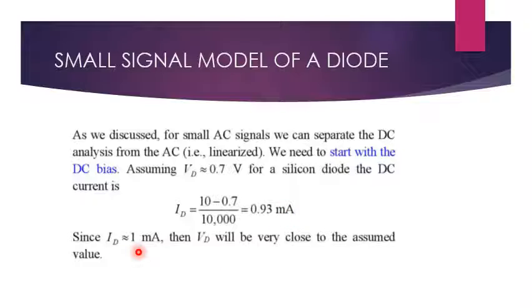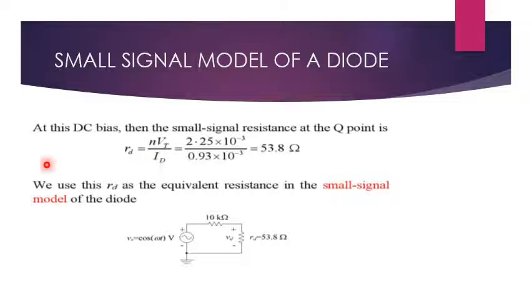So your ID is approximately what? 1 milliamp. Okay, then VD will be very close to the assumed value, right? Now at this DC bias, what will be the small signal resistance at the Q point, if I replace a diode with a resistance when we are using a small signal? Clear? So RD is eta Vt by Id. When it is eta Vt by Id, I get the RD value as 53.8. So instead of a diode I am going to replace a resistance.